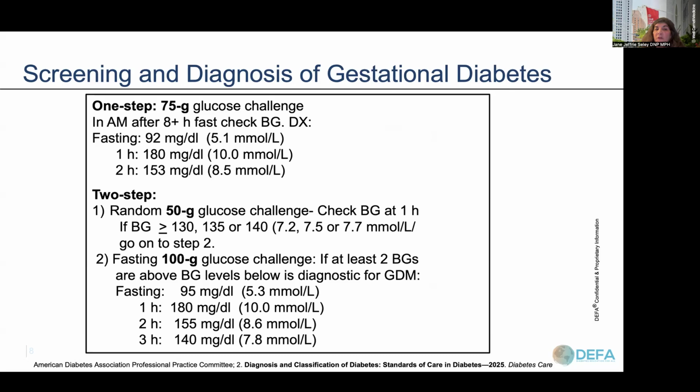Personally, I use the 130 milligrams per deciliter or 7.2 millimoles as the cut point, so I don't miss anybody. If you use a higher goal, you can miss some people. So once they are higher than that level, we do the 100-gram glucose challenge. And if at least two of these glucoses are elevated, then they would be considered to have gestational diabetes.